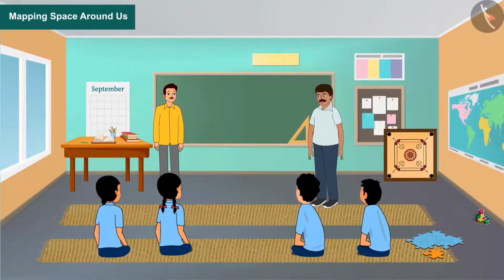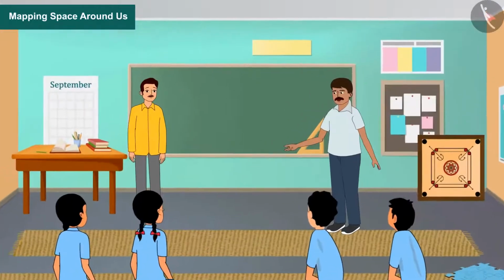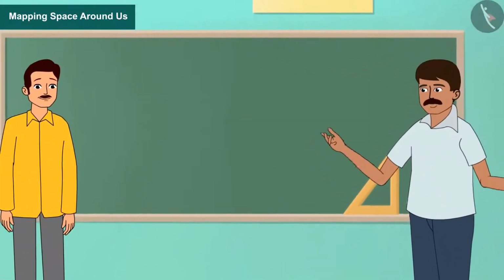For this, we will first find the length, width and height of the class and each item kept in the class. With the help of these measurements, we will create a map from which we can estimate the location of the objects and the distance between them.